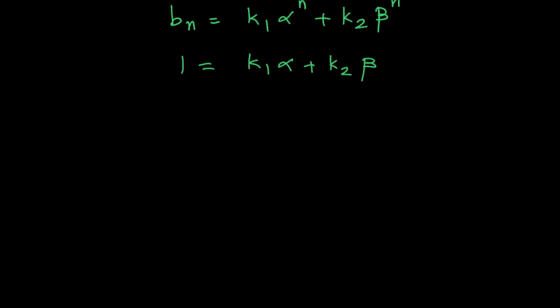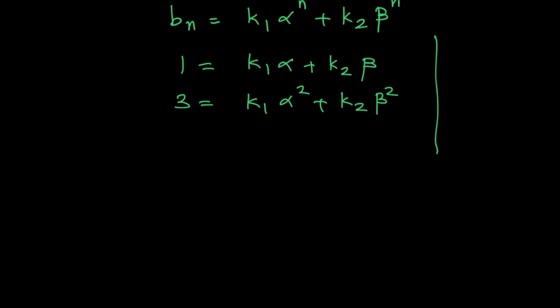So we will assume that Bn is of the form k1 into alpha power n plus k2 times beta power n. Now we will prove that k1 and k2 are both 1. So we know that when n is equal to 1, it is 1. 1 is equal to k1 alpha plus k2 beta. And when n is equal to 2, it is 3. So this is k1 alpha square plus k2 beta square.